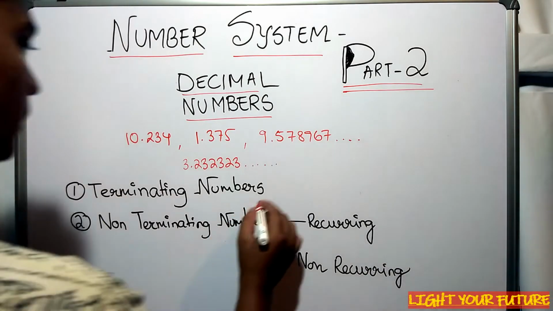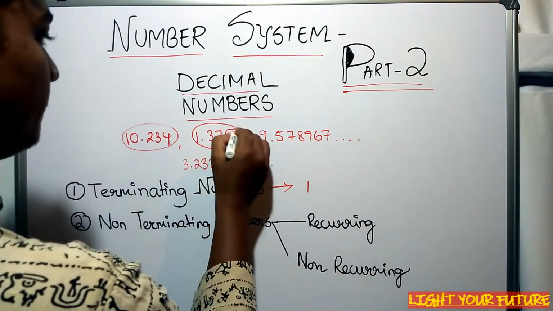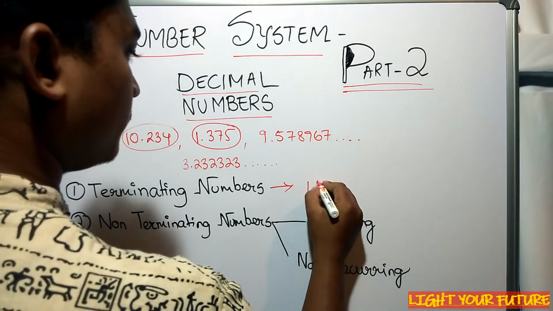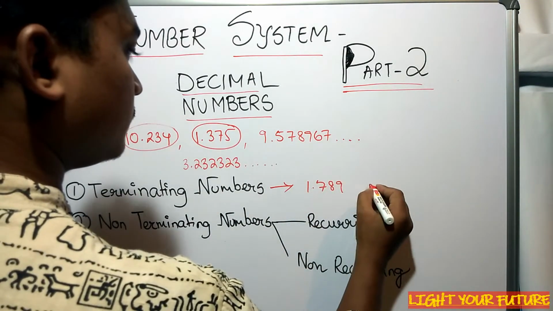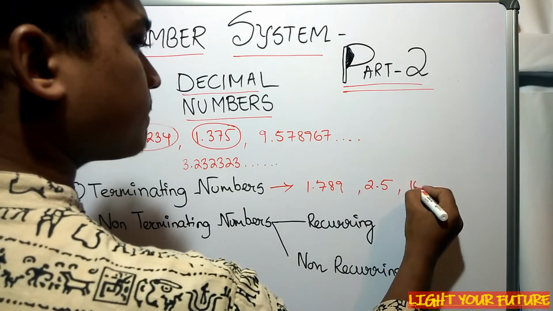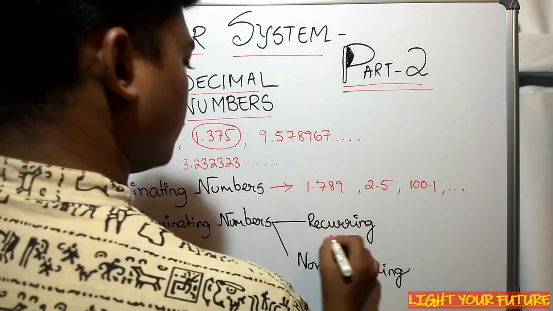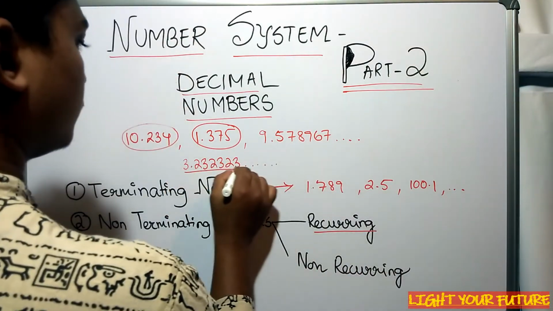We will now take some examples of terminating numbers: 10.234, 1.375, 1.789, 2.5. Such numbers end after the decimal point, after 1, 2, 3 or any number of decimal places. So these types of numbers are terminating numbers.